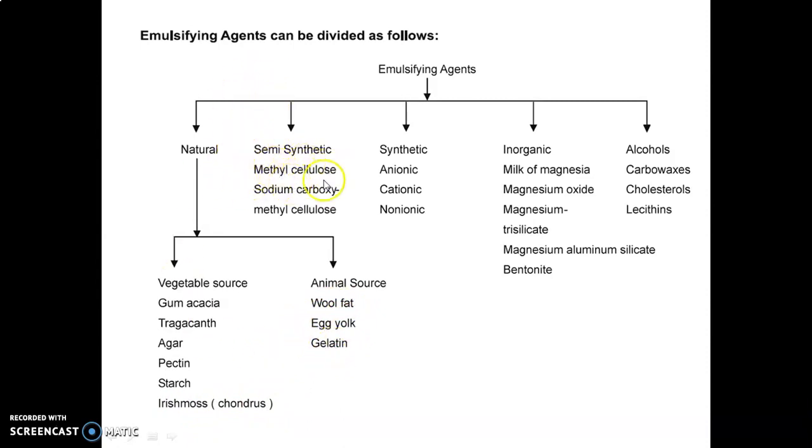Semi-synthetic: methyl cellulose, sodium carboxymethyl cellulose, that is sodium CMC. Synthetic: anionic, cationic, non-ionic, which relate to charges. Anionic means containing negative charge, cationic means positive charge, and non-ionic means chargeless. Inorganic: milk of magnesia, magnesium oxide, magnesium trisilicate, magnesium aluminium silicate, and bentonite. And the alcohols, that is carboxylates, cholesterol, lecithins.